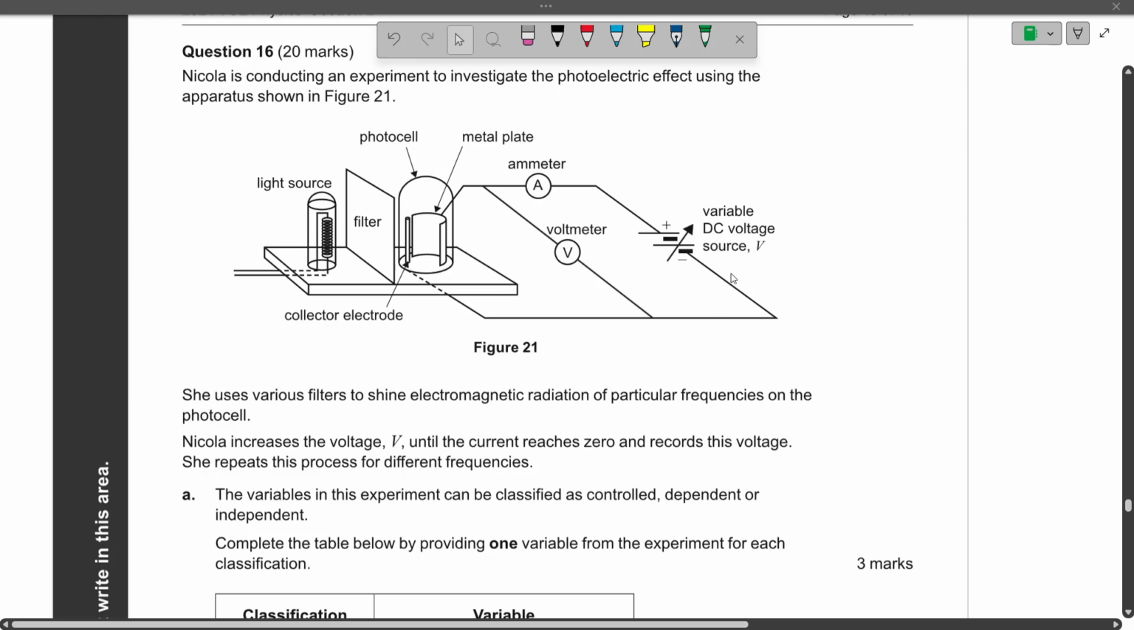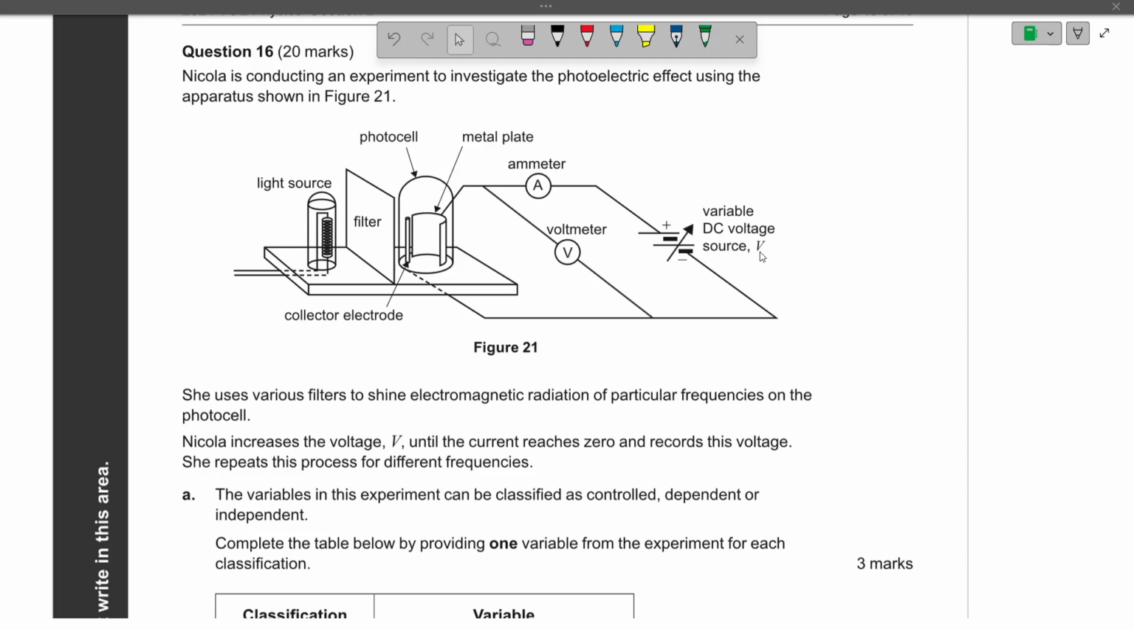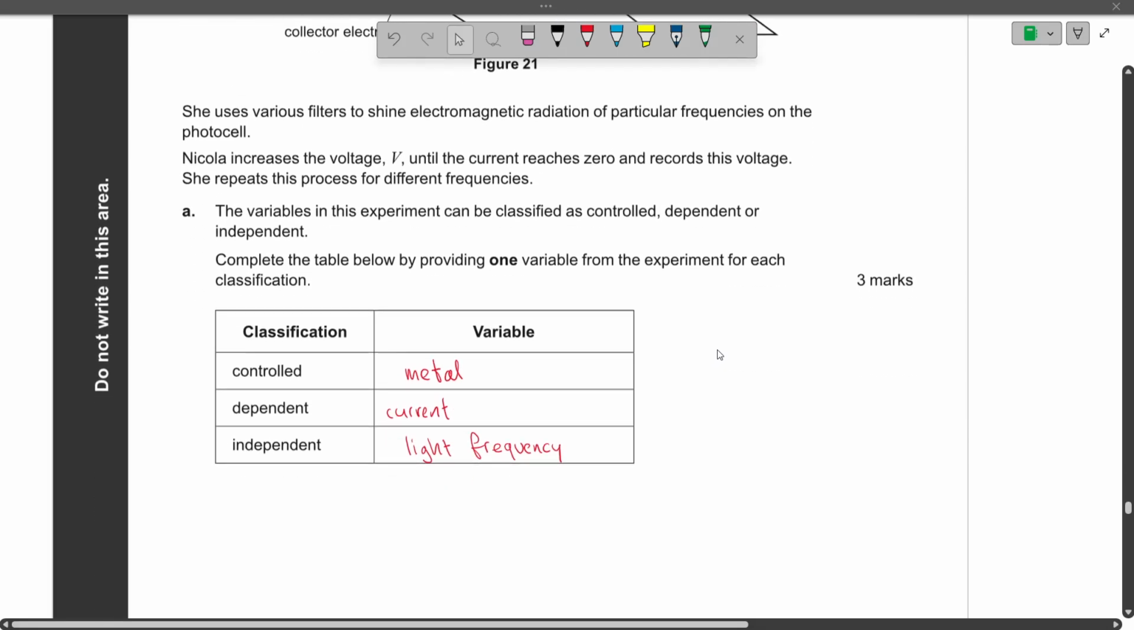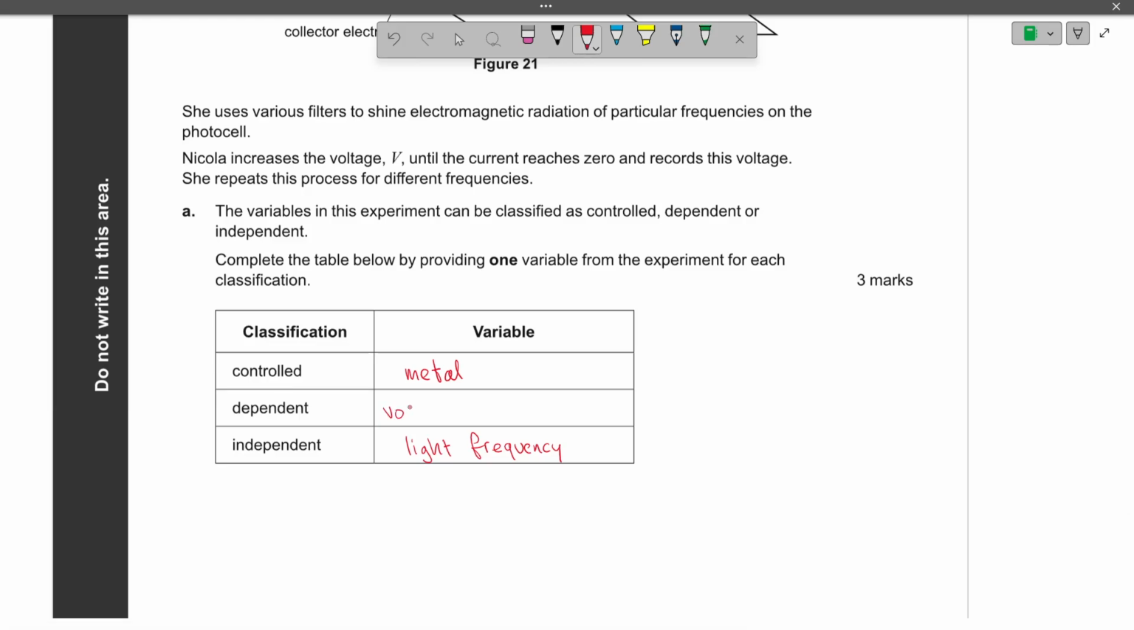Because in the question it says the variable voltage source is V, but she increases that voltage V until the current reaches zero and records this voltage. See, I was getting confused between this voltage here, the voltage she's changing, and then the actual value of the voltage at which the current reaches zero. Okay, that makes more sense. That's why I was confused when I was reading it. So it's the voltage. I think we should be very clear here.